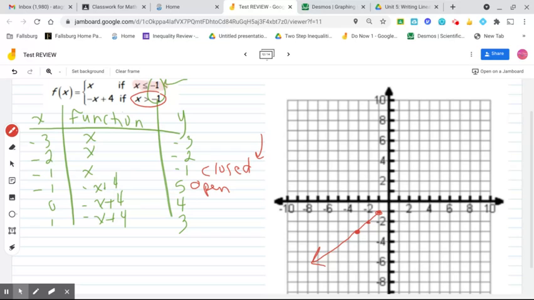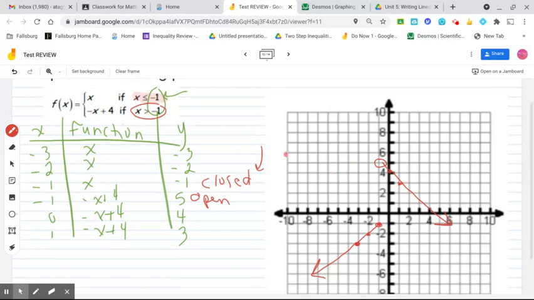And then next, I'm going to graph -1, 5 with an open circle. 0, 4, and 1, 3. Okay, and again, I want the greater, so it's going to go kind of down and towards the right for the bigger numbers. Okay, so again, this is your piecewise function.